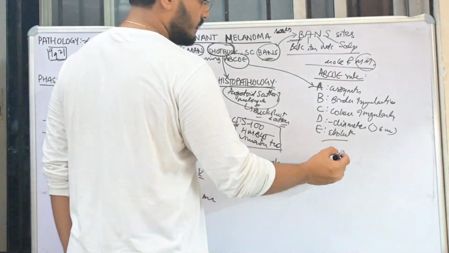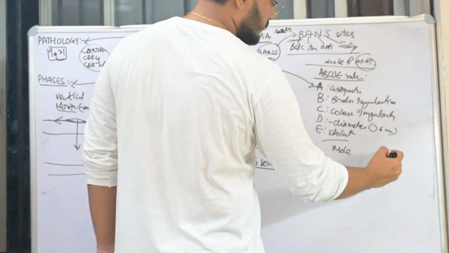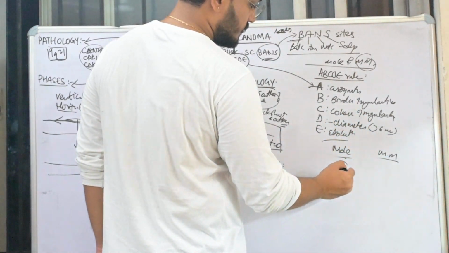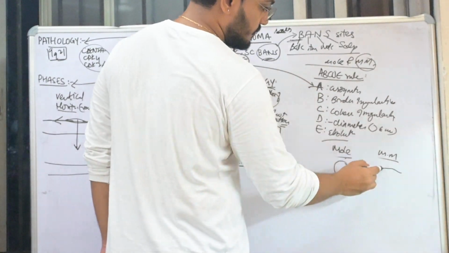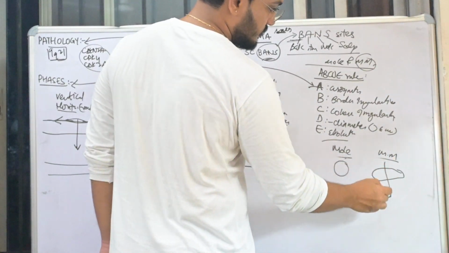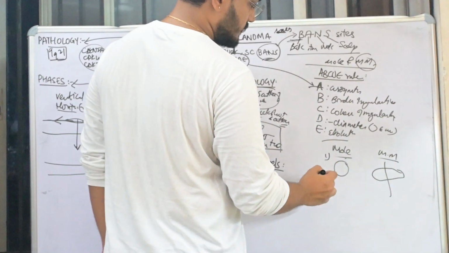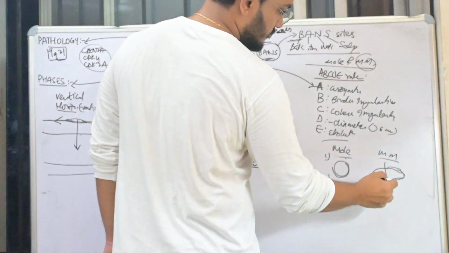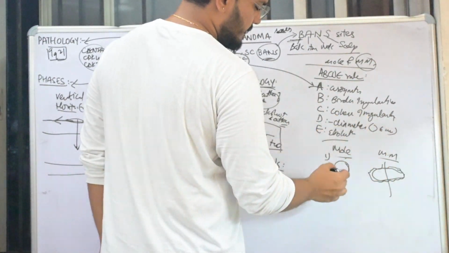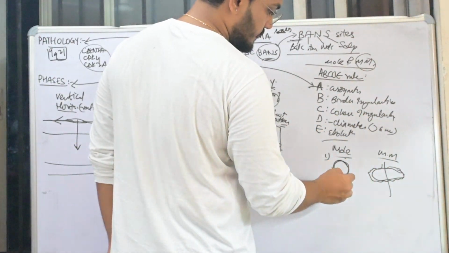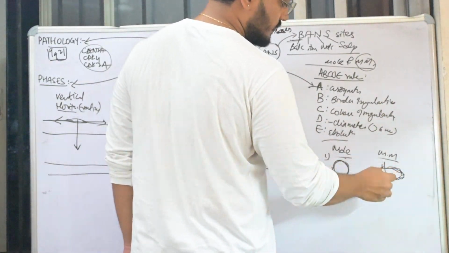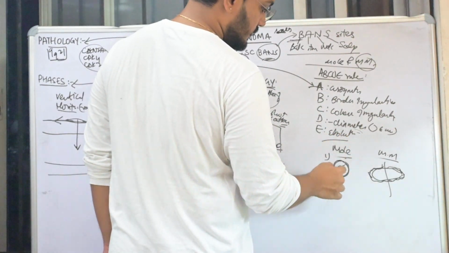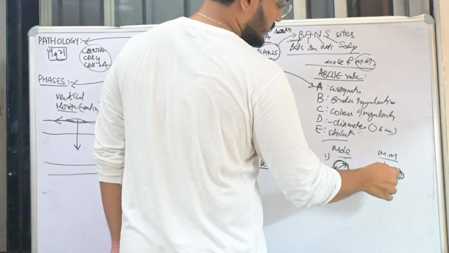So what does it mean? If this is a mole and this is a malignant melanoma lesion, then the mole will be completely symmetrical, but this will be asymmetrical. Can you see the asymmetry? Then second, border irregularities: the borders will be irregular. Then color differences: a mole will be homogeneously brown, but melanoma will be brown, black, even somewhere in between an erythematous area. Then diameter: it is more than 6 centimeters.